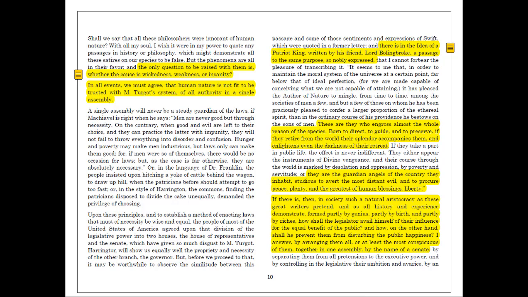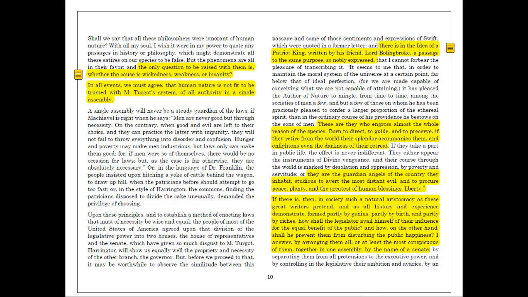by Lord Bolingbroke called The Patriot King, and these date from the 1750s. Bolingbroke is referring essentially to this natural aristocracy that Adams had identified earlier in the essay, and we can pick up on the highlighted passage not quite halfway down the right-hand column. "These are they who engross almost the whole reason of the species, born to direct, to guide, and to preserve. If they retire from the world, their splendor accompanies them, and enlightens even the darkness of their retreat."